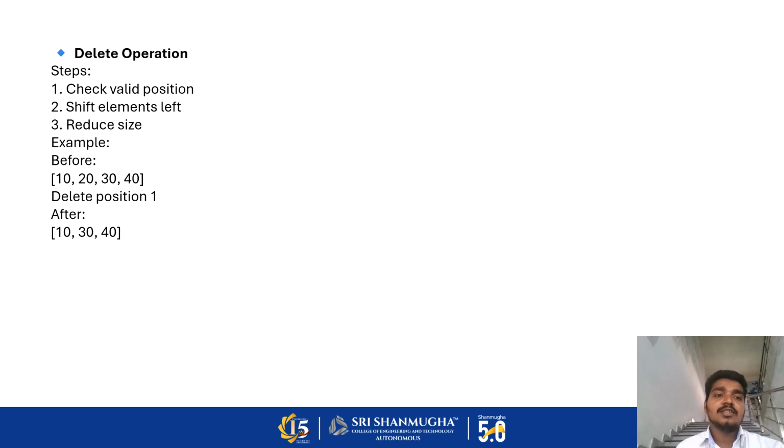So next, the delete operation. Steps: check for a valid position, shift elements left, reduce the size. Example: before, 10, 20, 30, 40, and you delete the position 1. So what is position 1? Position 1 is 20. So 20 is removed. After the delete operation we get 10, 30, 40.